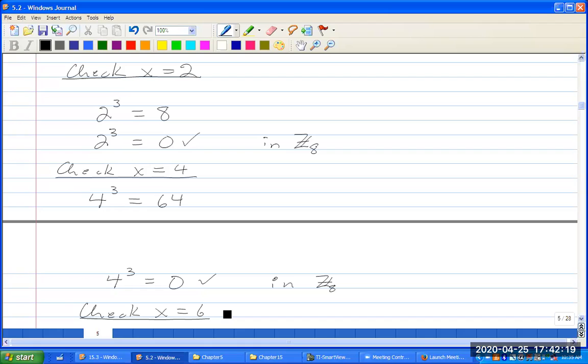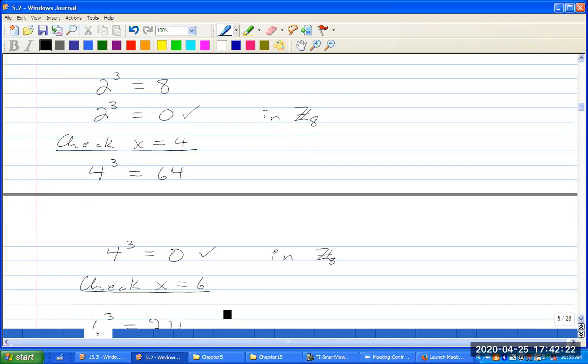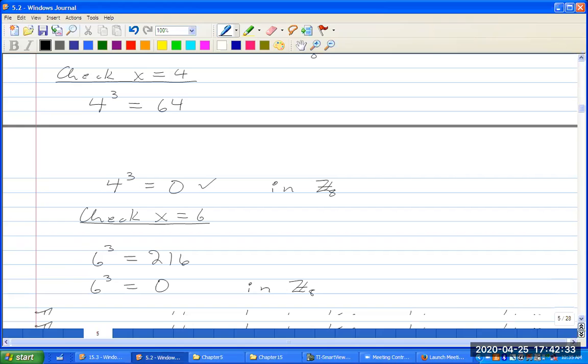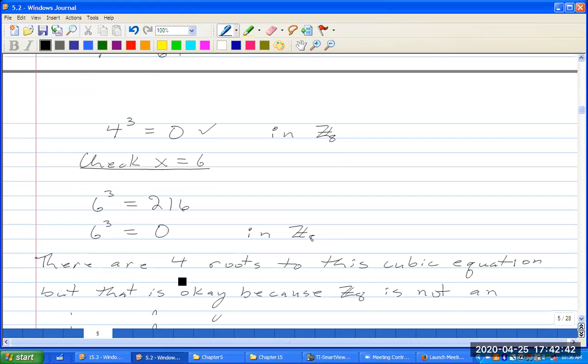Let's check 6. And so 6 cubed is 216. But if you divide 216 by 8, you get 27 with no remainder. And so 6 cubed is 0 in Z8. So there are 4 roots to a polynomial of degree 3. And so there are 4 roots to this cubic polynomial, but that does not contradict my previous statement because Z8 is not an integral domain.